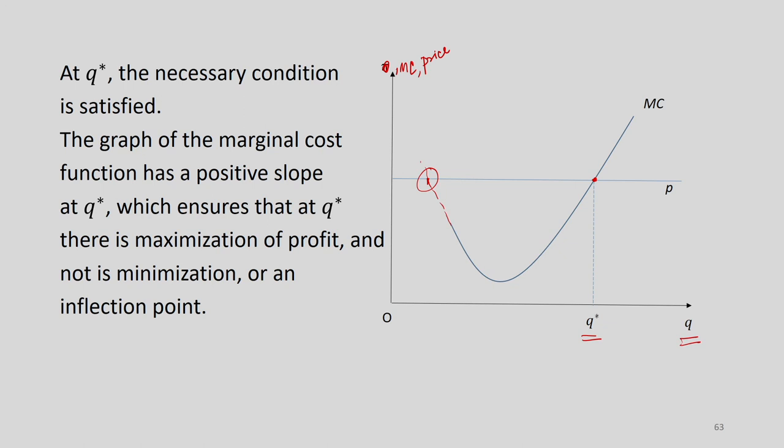Notice, as a side note, that had I considered the case where the MC is declining as well and there is a point of intersection at the falling part of the MC, here the first order condition is satisfied. That is, MC is equal to P, the intersection is there, but the second order condition is not satisfied. So, suppose this is q dashed. Q dashed is not the point of profit maximization, whereas q star is the point of profit maximization. Both of them are, however, stationary points.